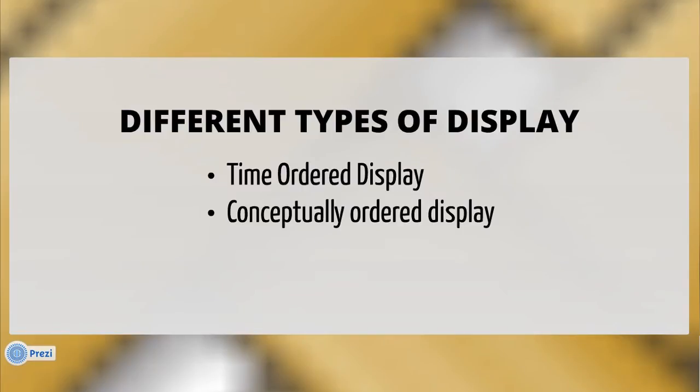Different types of display. Number 1. Time-ordered display. Example: events list, activity records, decision models. Number 2. Conceptually ordered display. Variables in this display are abstract concepts. For example, motives, attitudes, barriers, beliefs, etc. It illustrates the relationship of cause and effects, structure, and influences.